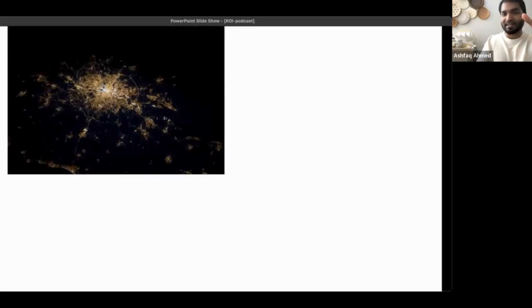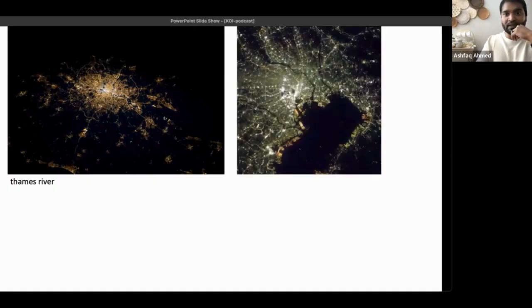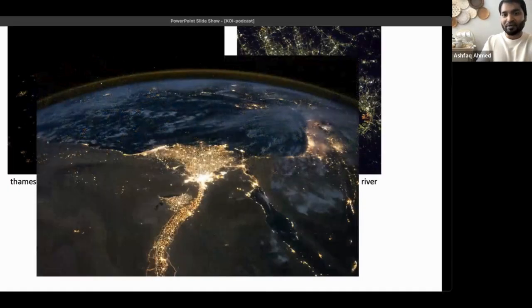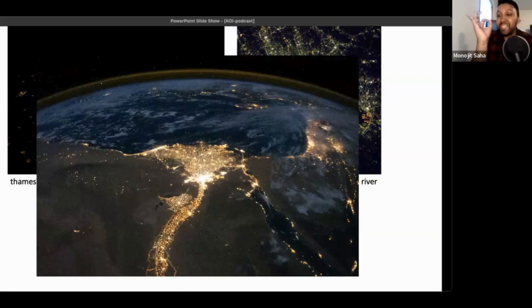You, or to the audience, a series of pictures, and you need to guess what these are. So this is a satellite image from nighttime. This is the Thames River in London, and we have here the Sumida River from Tokyo, and we have here what? Manojit, you tell me, what is this picture? This is the River Nile. Yes, the Nile, exactly. You were almost there.